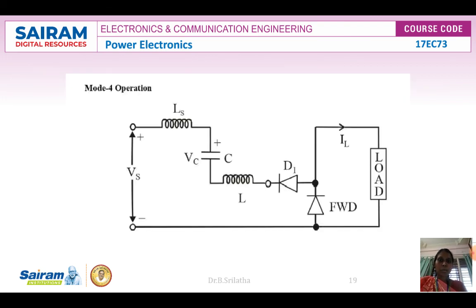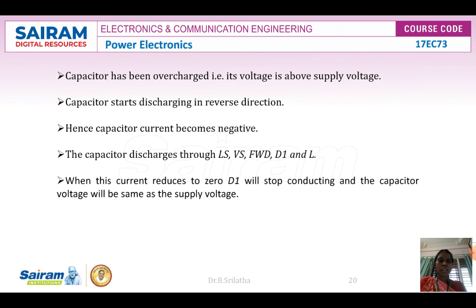Next is the mode 4 operation. In mode 4, we assume only D1 and the freewheeling diode. The capacitor has been overcharged, so the voltage is above the source supply voltage, and the capacitor discharges in the reverse direction, hence the capacitor current becomes negative. The capacitor discharges through LS, VS, the freewheeling diode, D1 and L.